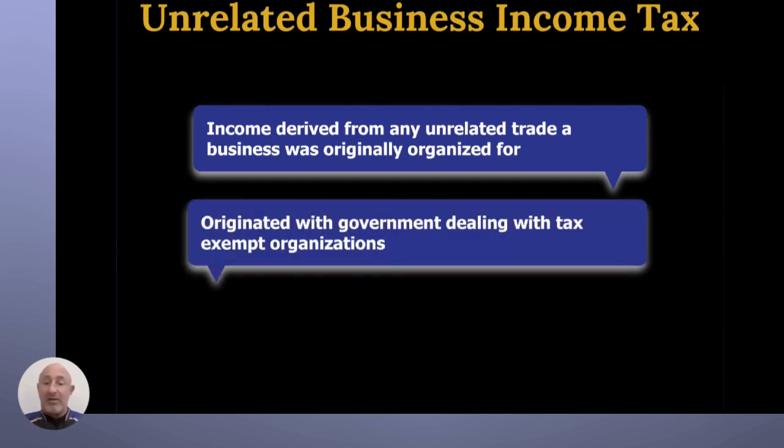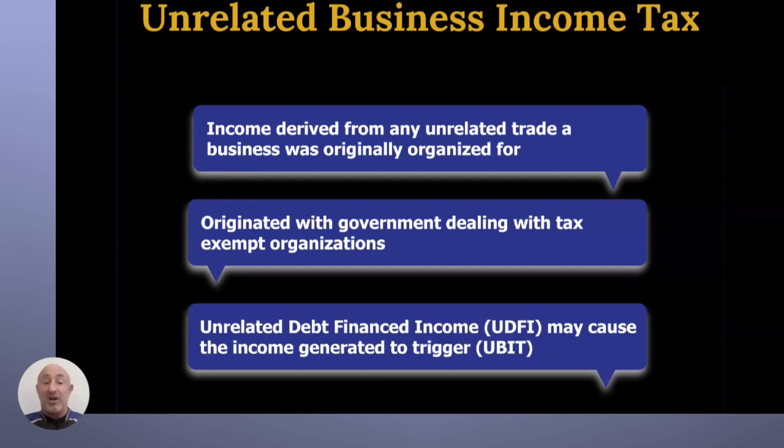It was originated with the government dealing with tax-exempt organizations, and unrelated debt-financed income may cause income generated to trigger unrelated business income tax. If you're investing in an apartment complex and there's debt on there, it could trigger unrelated debt finance income, which could then trigger the unrelated business income tax. But again, the tax is not that bad. And if you make a good return, who cares?